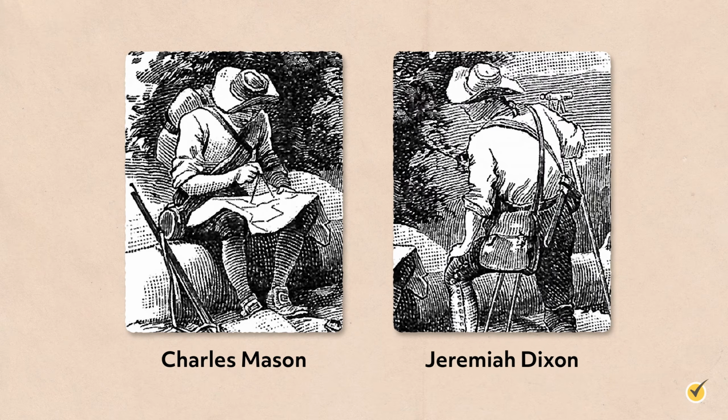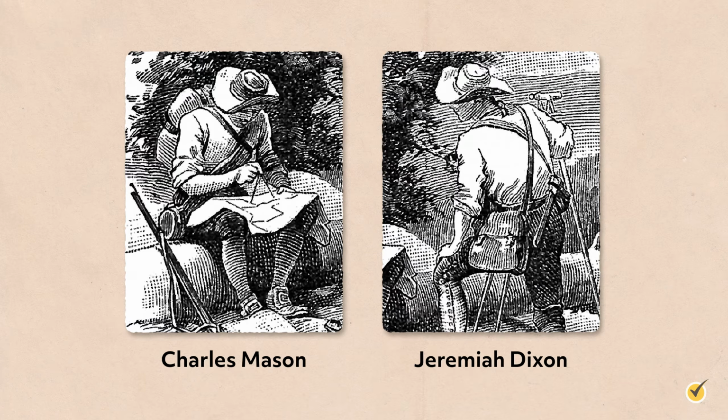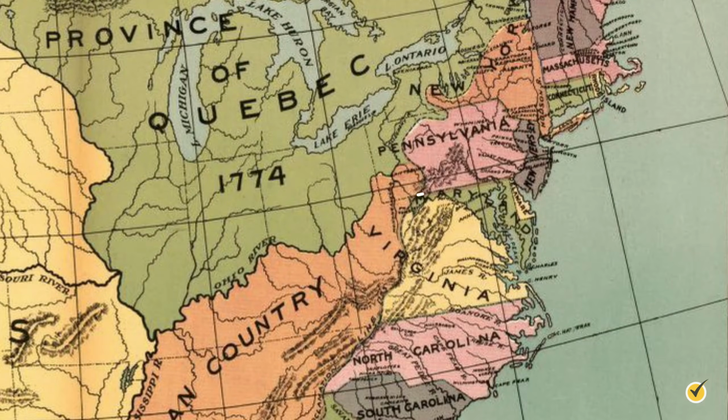The demarcation between northern and southern colonies arose from a border dispute with Maryland and Pennsylvania in 1750. 2 surveyors, Charles Mason and Jeremiah Dixon, were hired to settle the matter, and the line, which bears their names, unintentionally became the boundary between the North and the South.